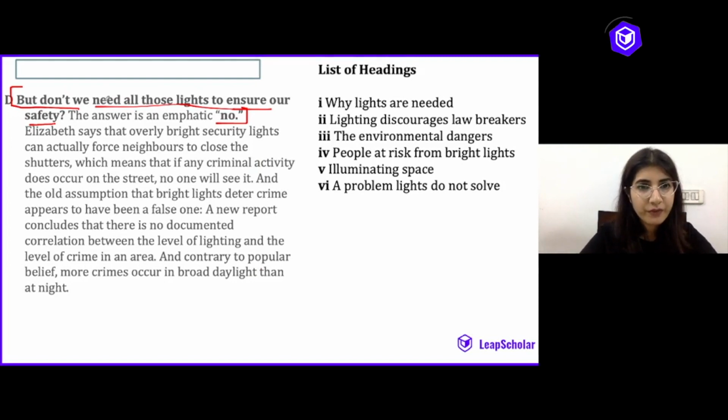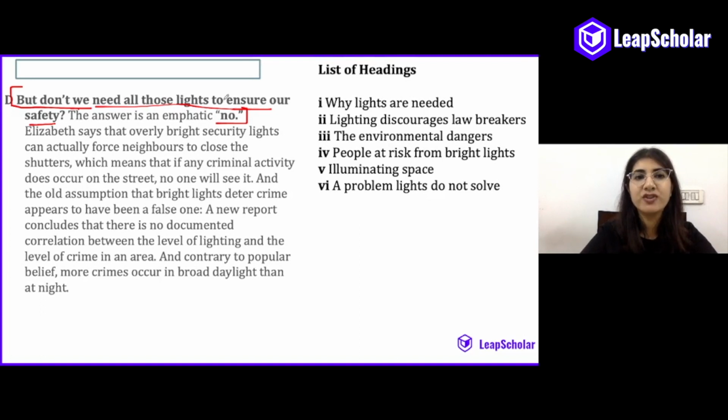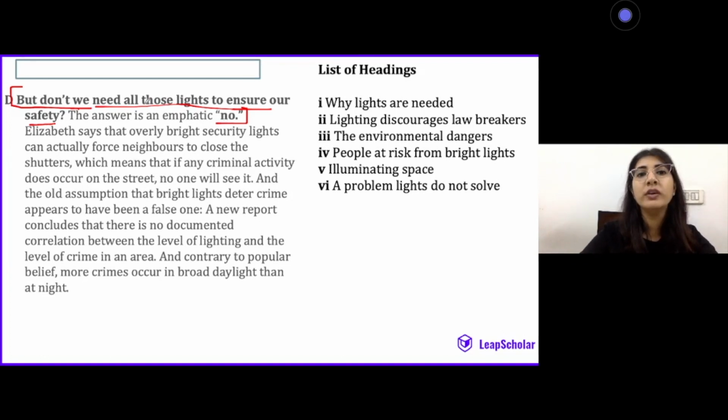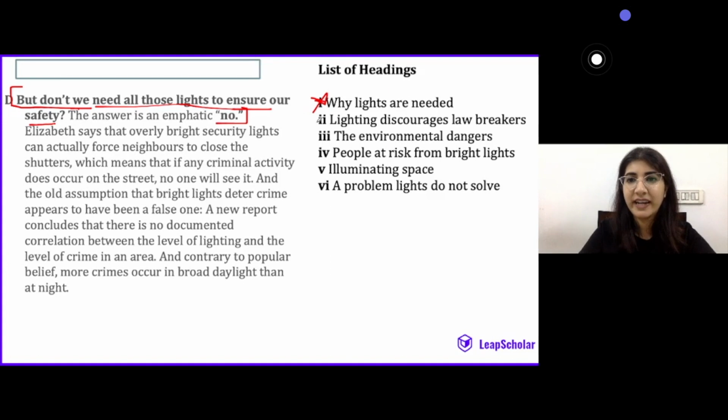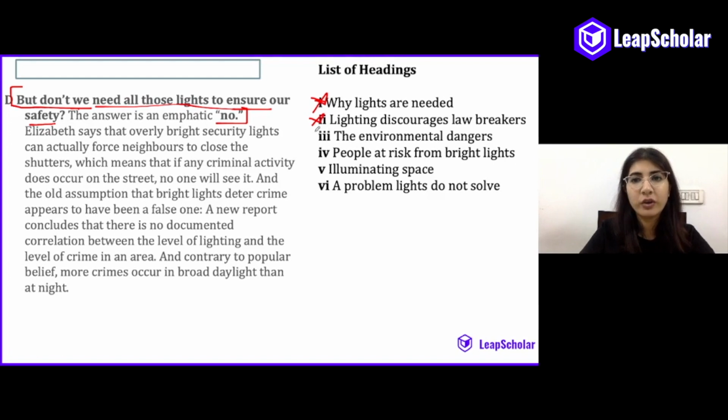All right, let's focus on the first two sentences. But don't we need all those lights to ensure our safety? The answer is an emphatic no. So the first two sentences, if you join them together, tell you that you don't need lights to ensure your safety. So definitely this is crossed out. Why lights are needed? It's actually talking about the contradictory statement. It says lighting is not needed to ensure safety, which means that lighting discourages lawbreakers is not the right answer. It is definitely not talking about the environmental dangers of light.